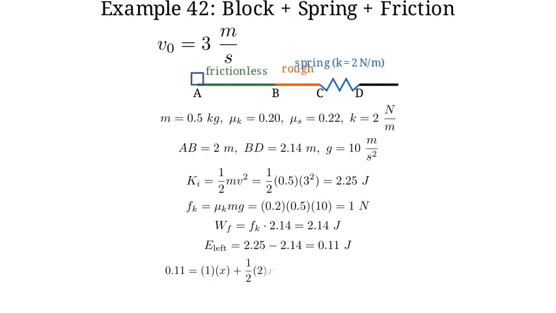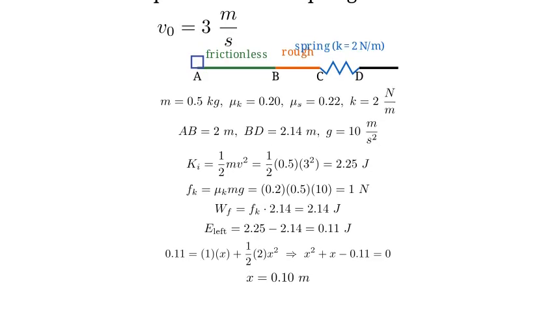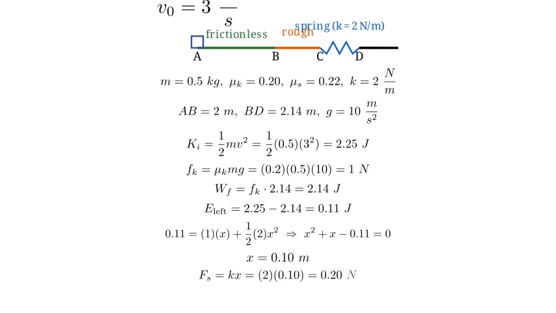Let x be the compression of the spring. The leftover energy equals friction over distance x plus the spring energy. That gives the equation x squared plus x minus 0.11 equals 0. Solving gives x equals 0.1 meters. That's 10 centimeters. Now, we check if the spring pushes the block back.